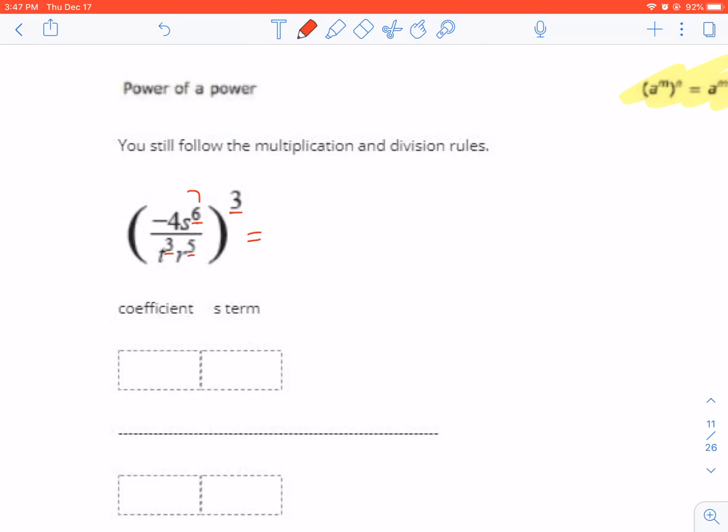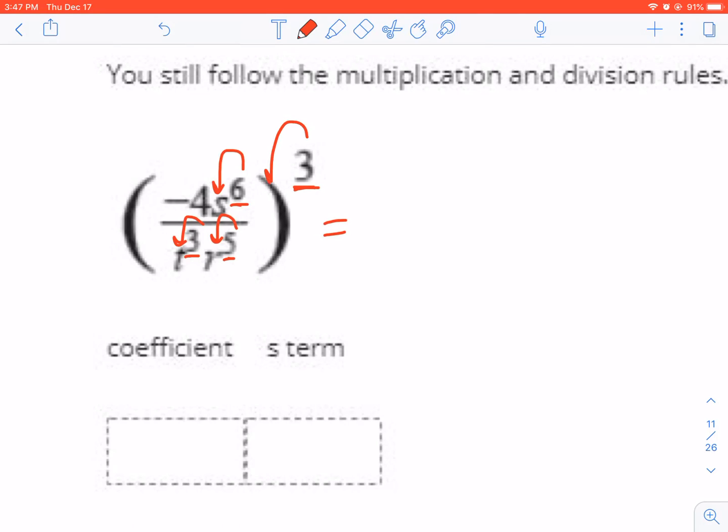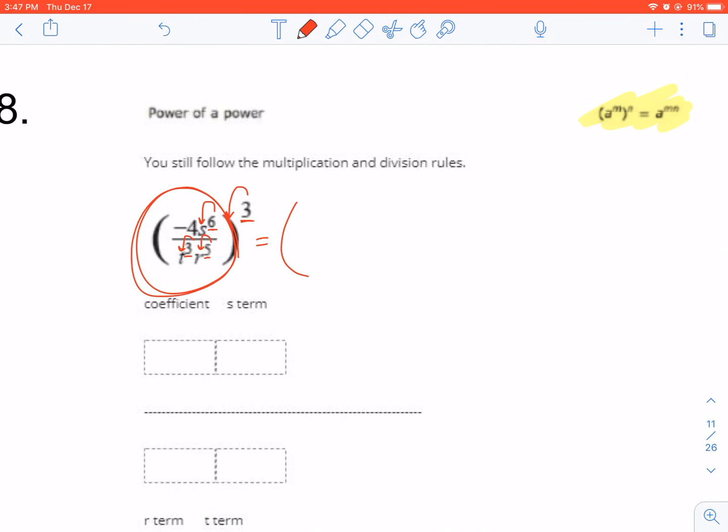So again, the 6 goes with the S, only the S, and then the 3 goes with the T, and the 5 goes with the R. Those are the powers that go with those variables. Now because there's this 3 outside, the 3 also goes with what is right next to it. And what is right next to this 3? Those parentheses. So that means all of this is going to get copied down 1, 2, 3 times. And that's what we're going to do. We're going to copy down all of it 3 times.